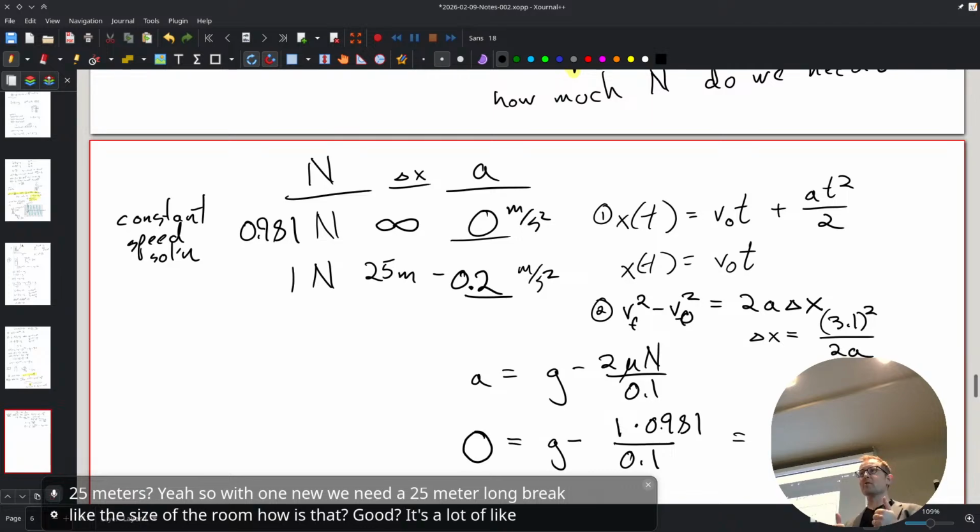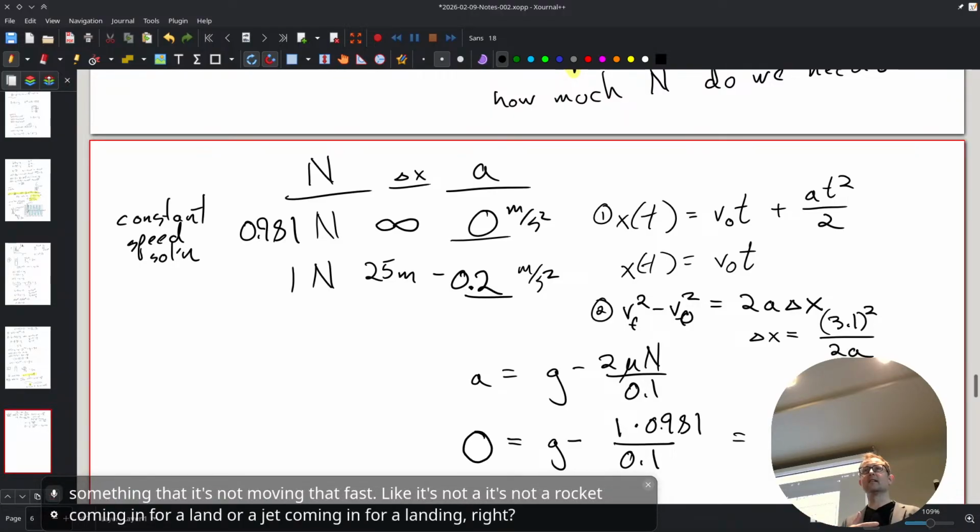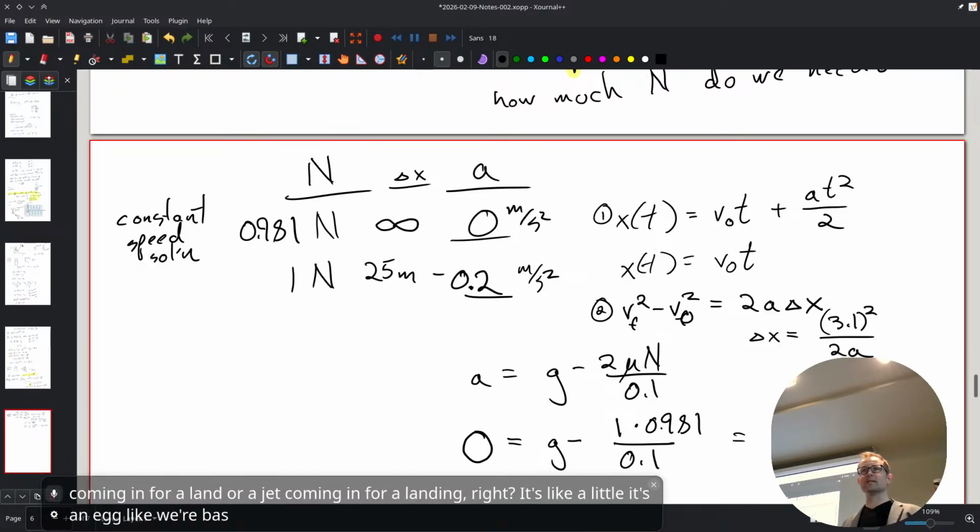It's a lot of rubber to slow something that's not moving that fast. It's not a rocket coming in for a landing or a jet coming in for a landing, right? It's like an egg. Like we're designing an egg catcher or something like this.